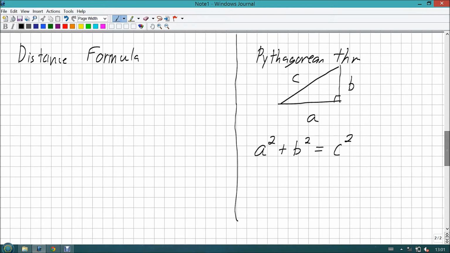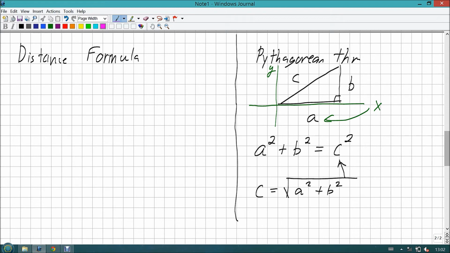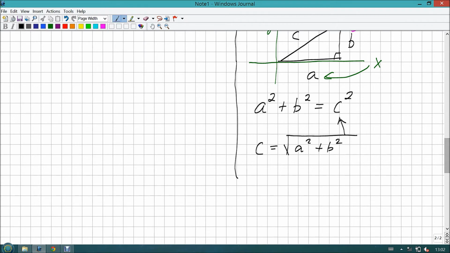Now the distance formula, believe it or not, is the same thing, except that we solve for the C. So if we solved for the C, we'd have C is equal to the square root of A squared plus B squared. Now if I put this on an axis, then you have an X portion and a Y portion. The X portion would be associated with the A, and the Y portion would be associated with the B. So plugging that in, we would get C is equal to the square root of x squared plus y squared.